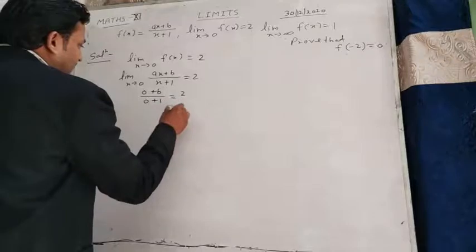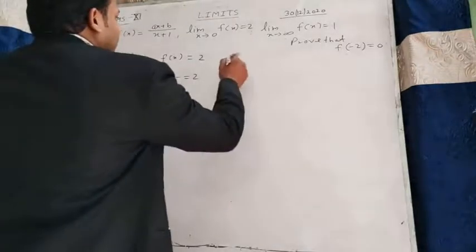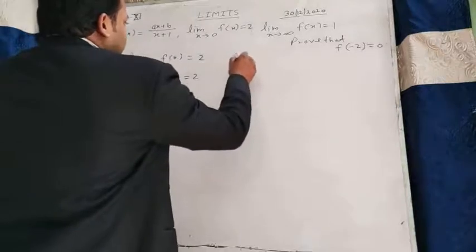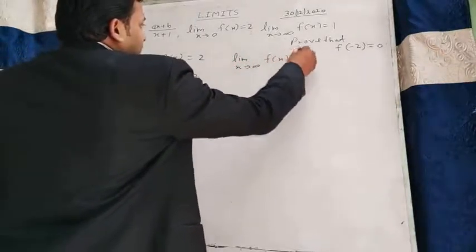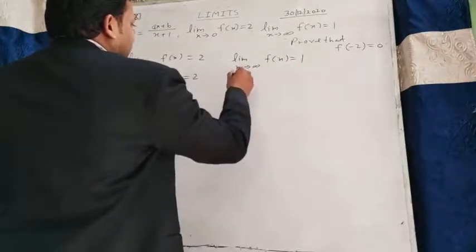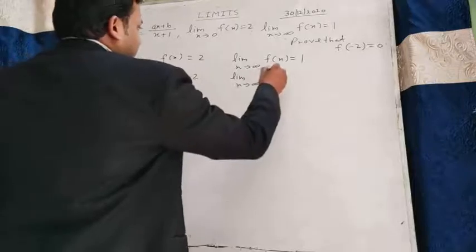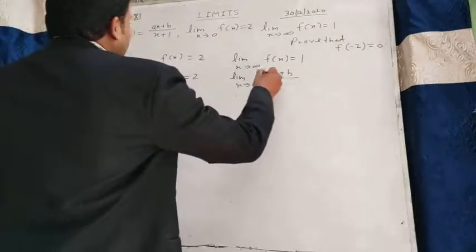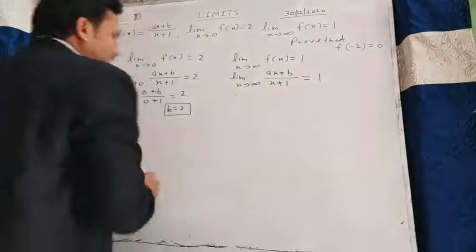So from here we are getting our b is 2, student. Now our second limit is limit x tends to infinity, f(x) is equal to 1. So limit x tends to infinity, f(x) is (ax + b)/(x + 1), which is equal to 1.